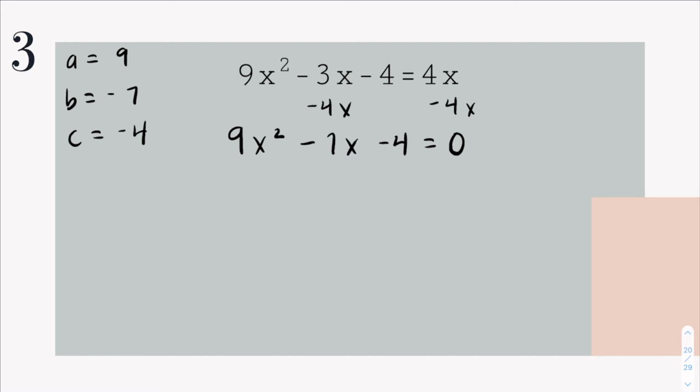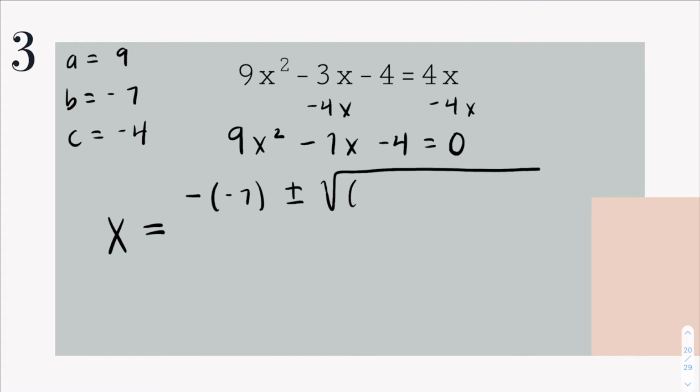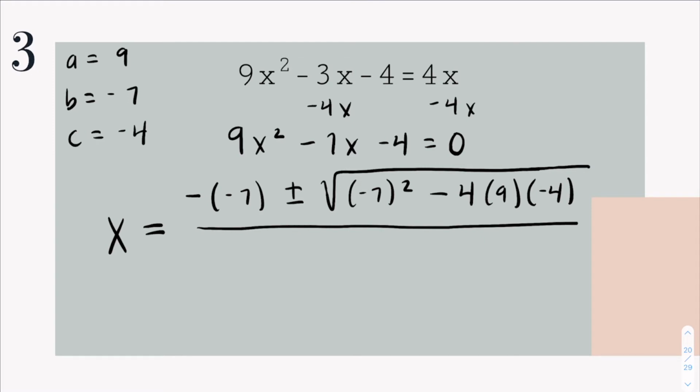So now we're going to use our quadratic formula to find the solutions. We have x equals negative b plus or minus the square root of b squared minus 4 times a times c all over 2 times a. All right.